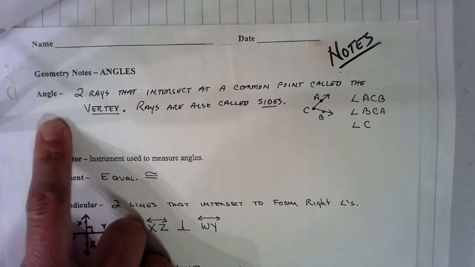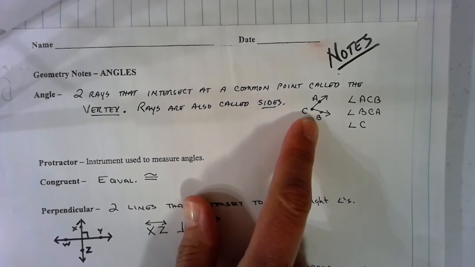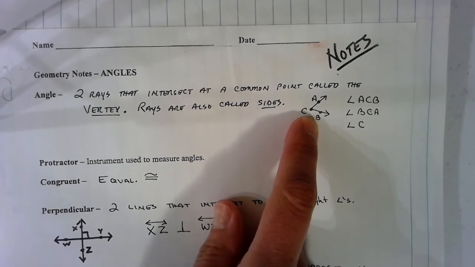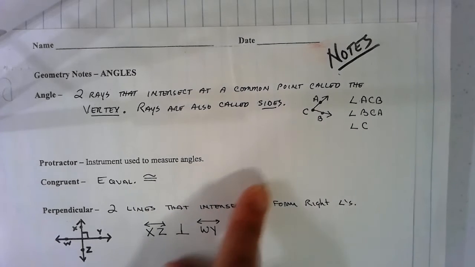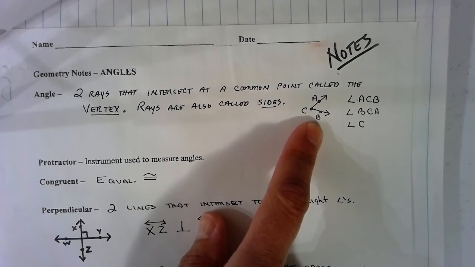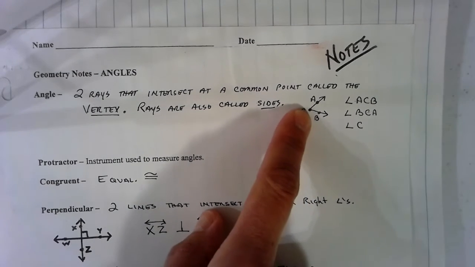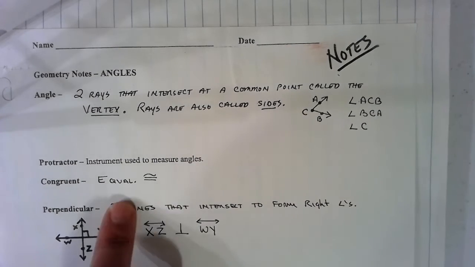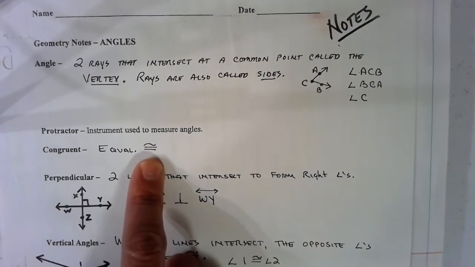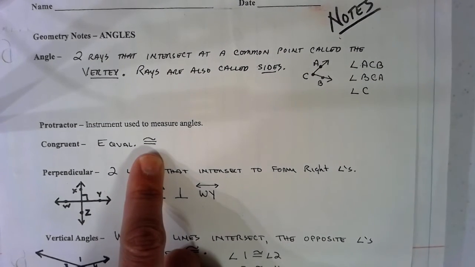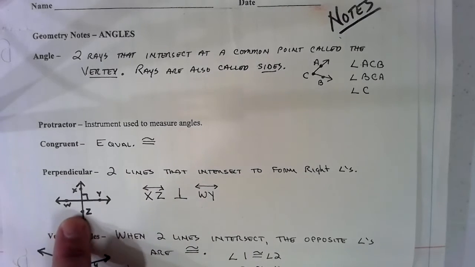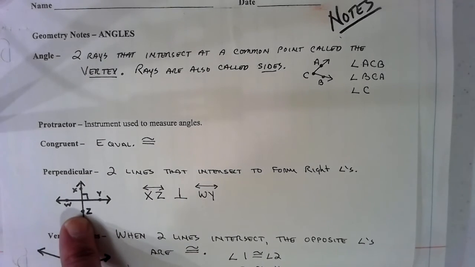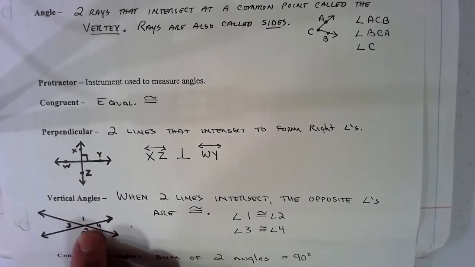Okay, we have an angle. An angle is formed when two rays meet at one point. Rays are also called sides of the angle. And the point there, C, is called the vertex. This symbol stands for congruent, which is equal in measure. Perpendicular, two lines that intersect to form right angles.